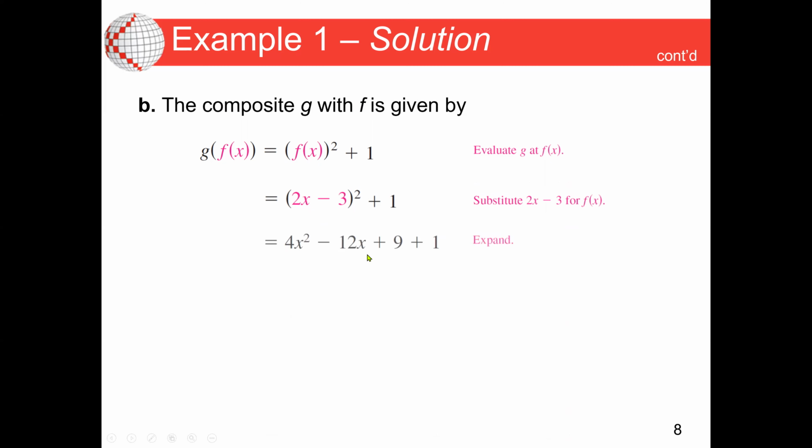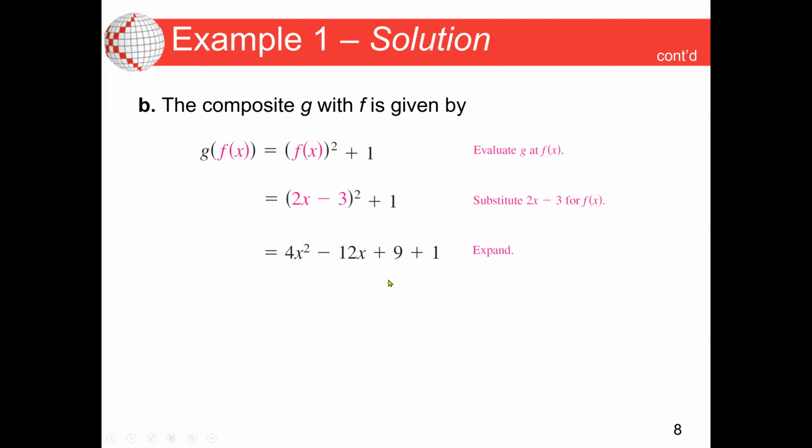We can simplify this equation by opening the parentheses. We get 4x squared minus 12x plus 9, and we can use the perfect square formula. We square the first term, 2x squared gives me 4x squared. We square the last term, negative 3 squared gives me positive 9. Then we multiply 2 with 2x and minus 3. So 2 times 2x is 4x, and 4x times minus 3 gives me minus 12x. Then plus 1.